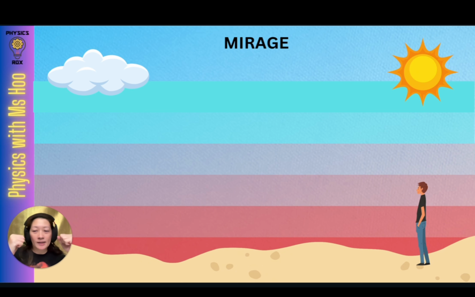Because the colder air particles are closer together, we'll find that light tends to travel more slowly in colder air and travels much more quickly in hotter air. So let's have a light ray coming from a point on the cloud, like so.